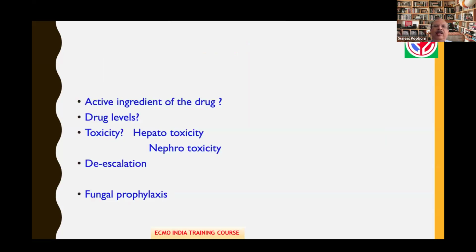There are some subtle things such as the active ingredient of the drug, how much is it, or what are the drug levels. We do drug levels, but not very often in India. Toxicity wise, hepatotoxicity, nephrotoxicity, etc., they have to be considered. De-escalation is the most important aspect we tend to underdo in most of the circumstances. Once an antibiotic is on, it will be continued forever.